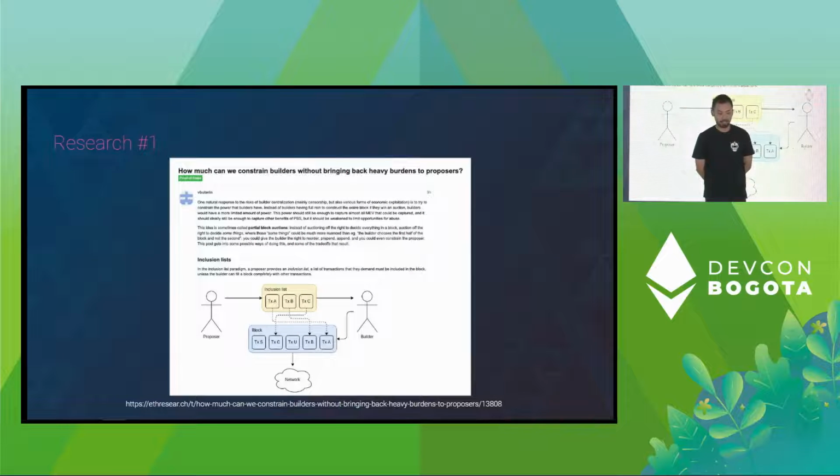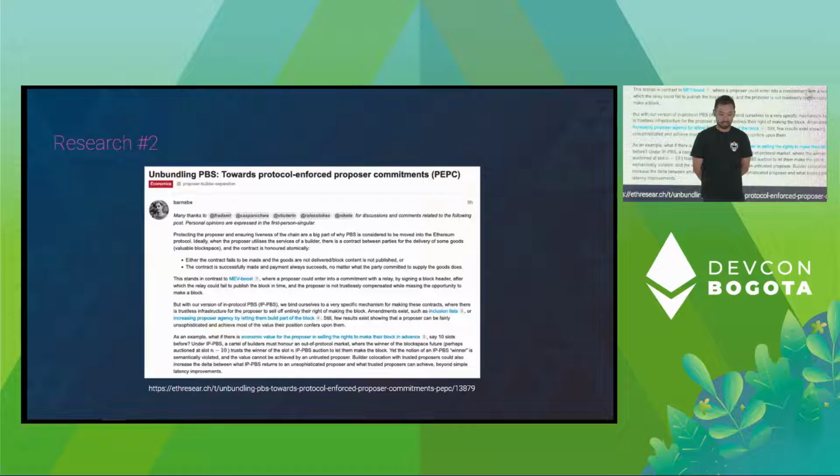So there has been a lot more research going on, which I'm really happy to see, right? Vitalik posted research a couple of weeks ago on how we constrain builders without bringing block proposal burdens to the proposer. There are ideas like using block prefix, and I highly recommend you take a look at that. And then there's one from Barnaby, I think it came out last week, which I haven't had time to read. It basically enforces proposer commitments on chain, and I think that's very neat. I definitely want to take a look at that very soon.